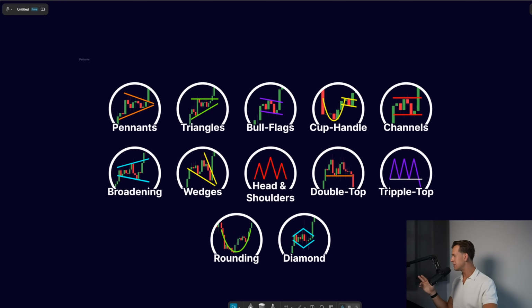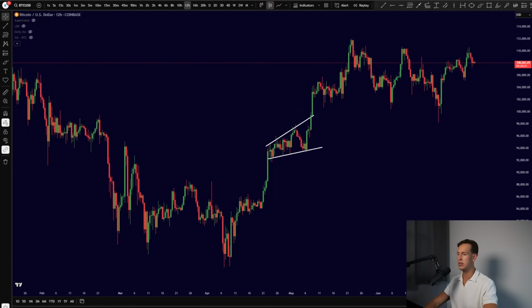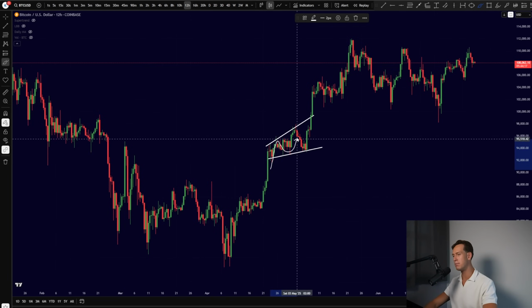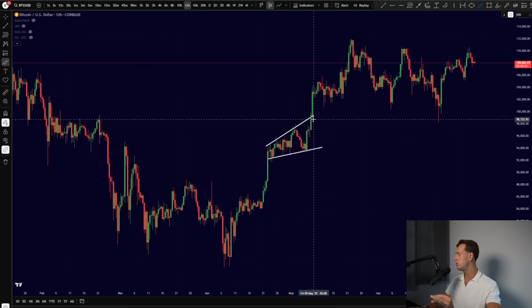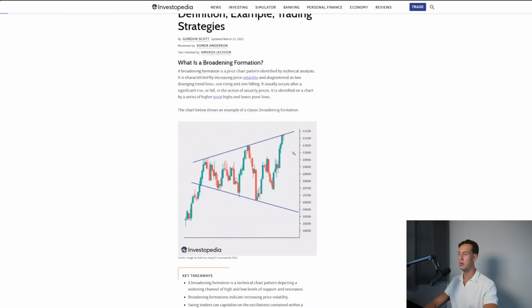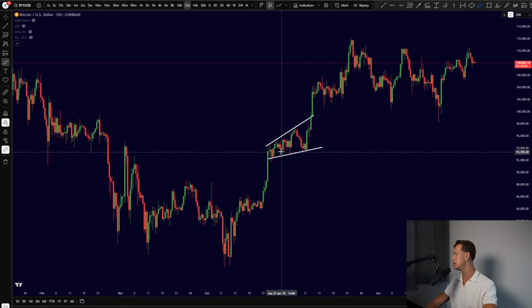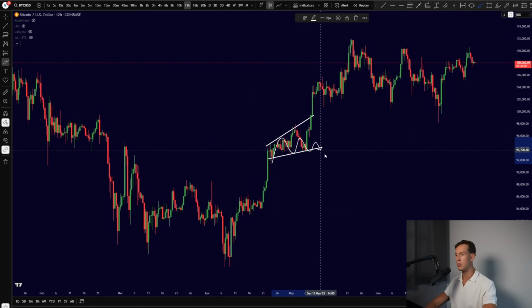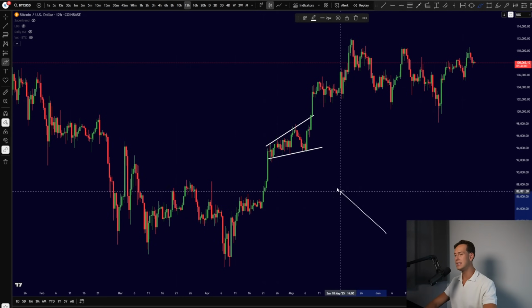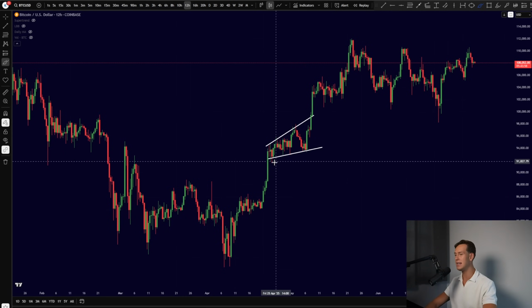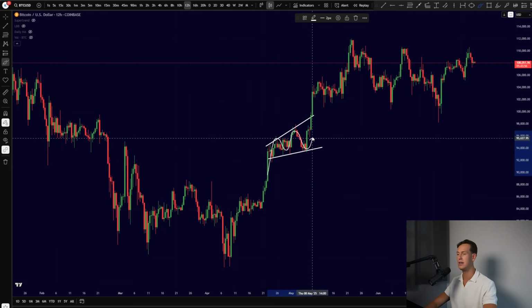Having a look into the next pattern, these are going to be broadening wedges. And one example we can be seeing over here, where we actually saw an ascending broadening wedge. Now, important to know about broadening wedges, again, is that you can have sideways broadening wedges, also called megaphone patterns. You can get ascending broadening wedges or descending broadening wedges. So yeah, right here in this case, we are seeing an ascending broadening wedge to the upside.